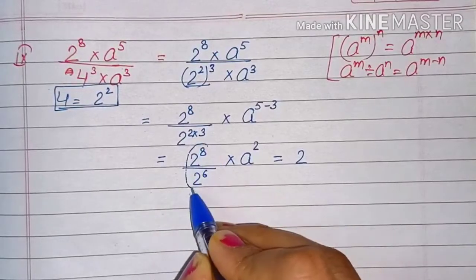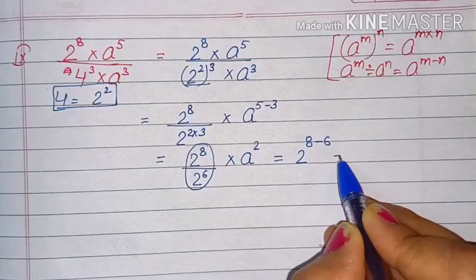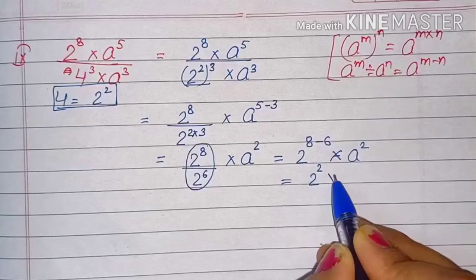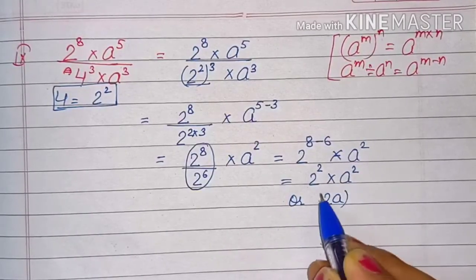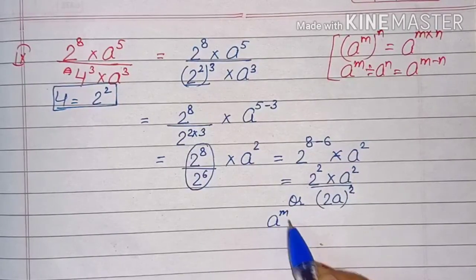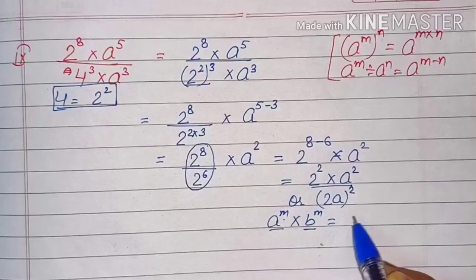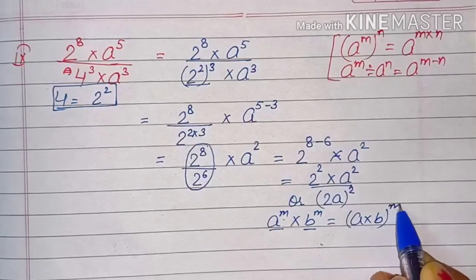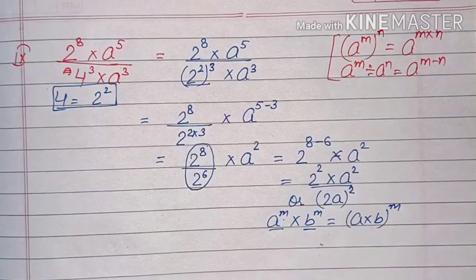Now use the law on this. So 2 raised to power 8 minus 6. We will subtract the powers, multiplied by a raised to power 2. So the answer is 2 raised to power 2 multiplied by a raised to power 2. Or it can also be written as 2a raised to power 2. We will use the law again here. If a power m multiplied by b power m, if your bases are different but exponents are same, then to multiply, we will multiply the bases first, then we will take the power. So here it can be written as 2 multiplied by a, that is 2a raised to power 2.